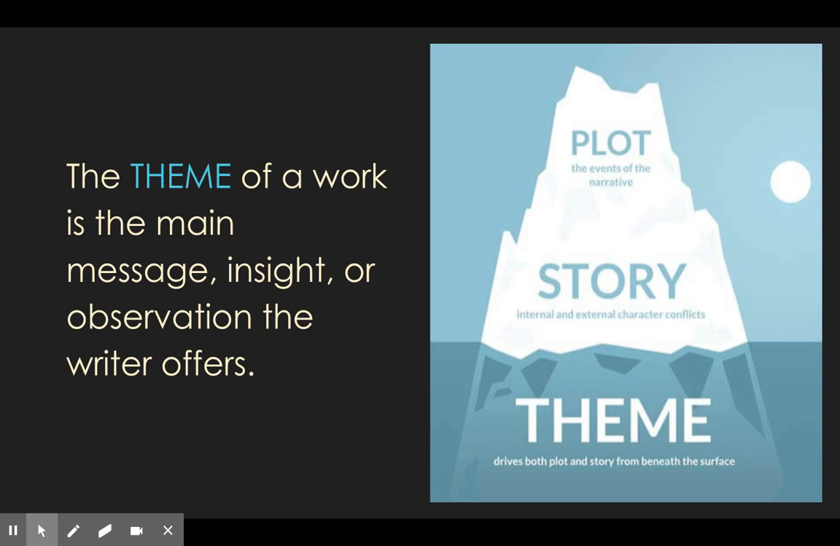The theme of a work is the main idea, message. It's like an insight or lesson that the writer offers. So the key is that there's a lot of authorial intent there. And a theme differs from the plot or the storyline and the characters because it's not necessarily specific to that piece of work.